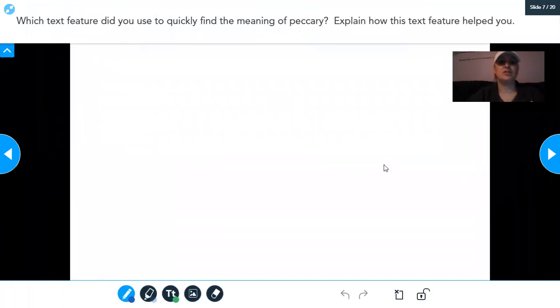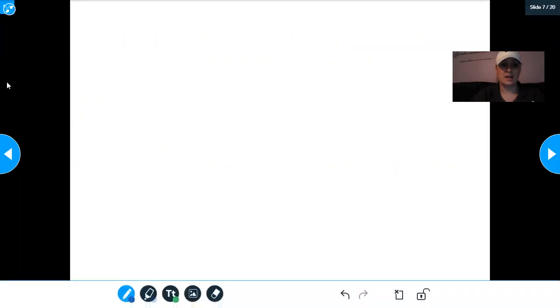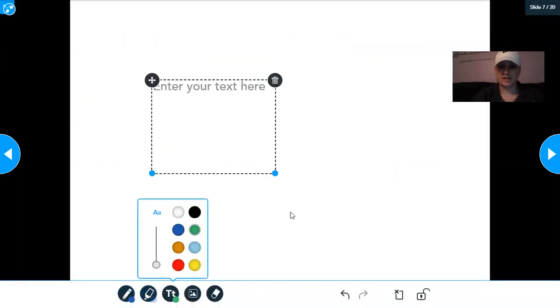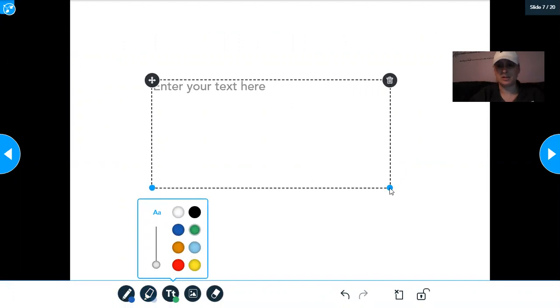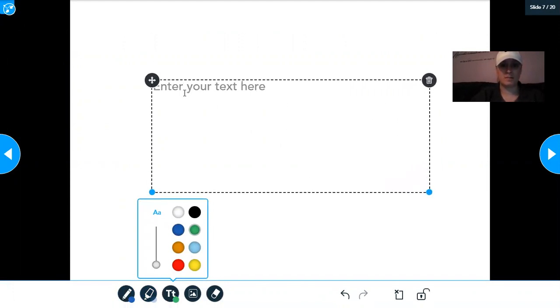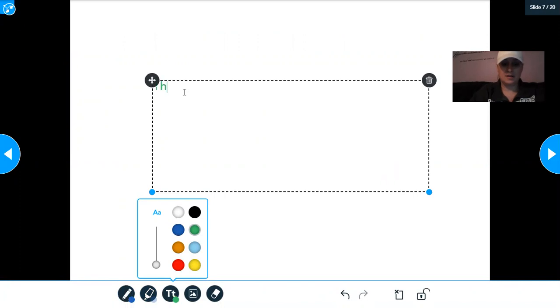Now, which text feature did you use to quickly find the meaning of peccary? Explain how this text feature helped you. Now, I'm also going to use a text box here because it's a lot easier for me to use a text box than it is to try to write with my mouse. Text feature I used to figure out the meaning of the picture, the photo.